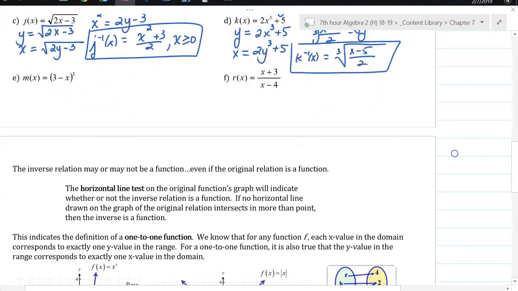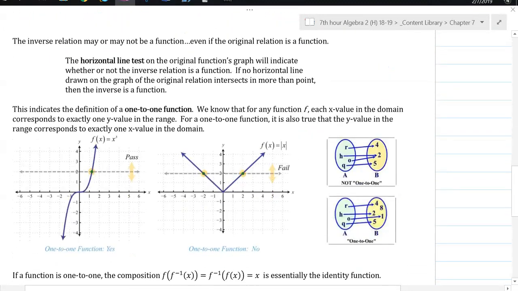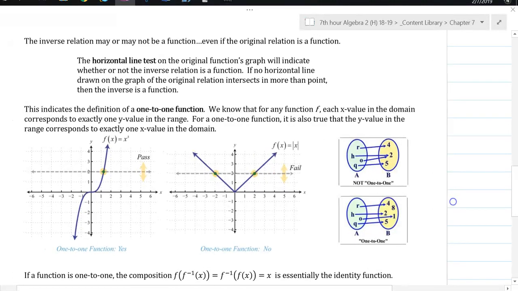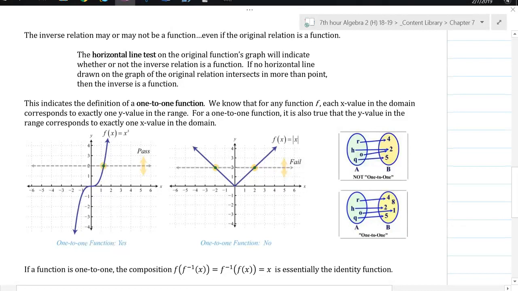Okay, so we noticed sometimes the inverse relation was a function. Sometimes the inverse relation was not a function. So what we can do is the horizontal line test. We know what the vertical line test is. The vertical line test tells us whether a relation is a function or not. Well, the horizontal line test on the original function's graph will tell us whether or not the inverse is a function. So if we draw horizontal lines and only go through one point every time, then that tells me the inverse of the relation is a function.